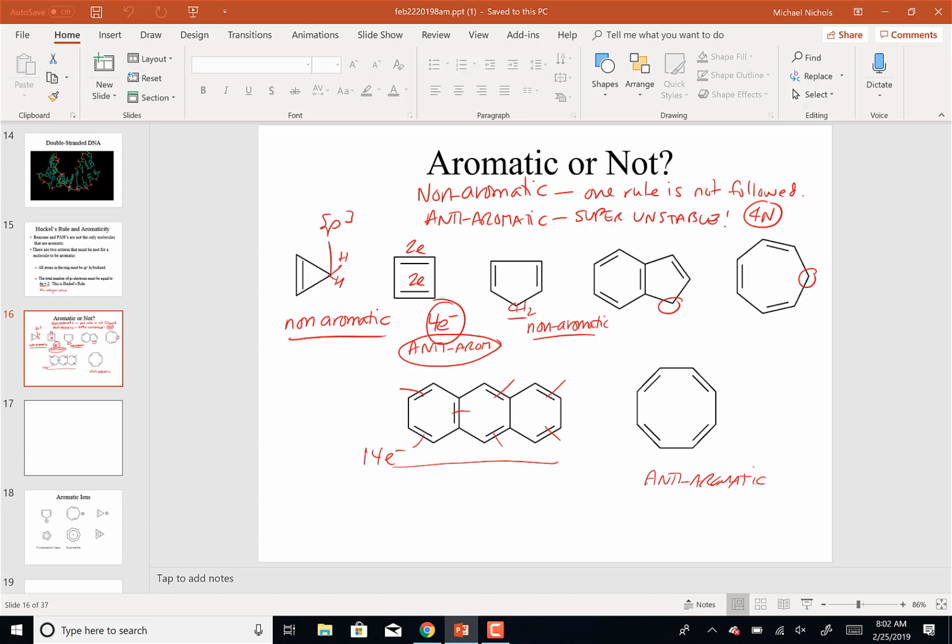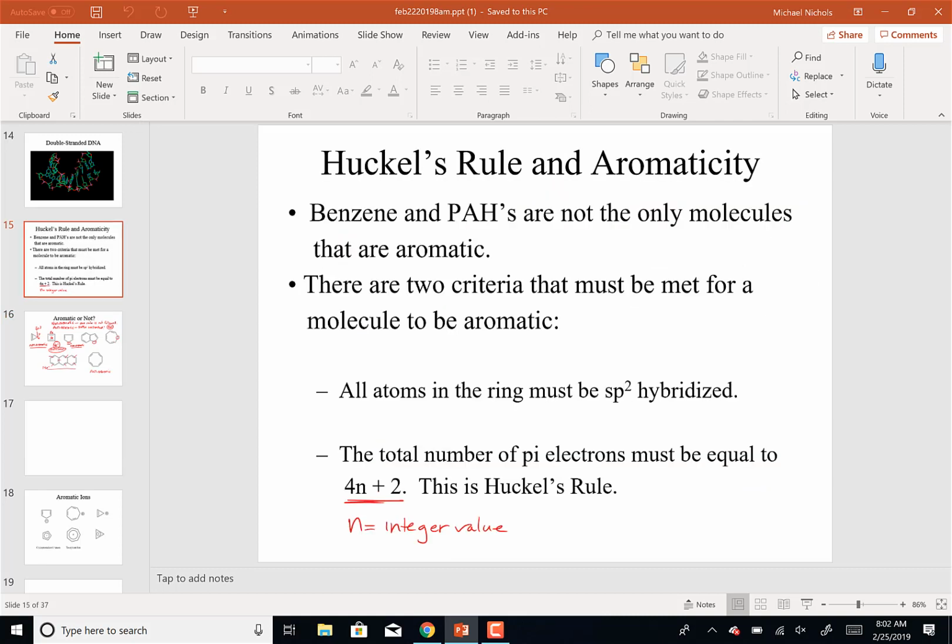So on Friday we were talking about the two rules that make something aromatic. And again, aromatic means that it has super stability. It won't react under most conditions. And that is that all the atoms in the ring have to be sp2 hybridized. And then if that's the case, we go to rule number 2, which says that you have to have a 4n plus 2 number of pi electrons. So that means 2, 6, 10, etc. in that series.